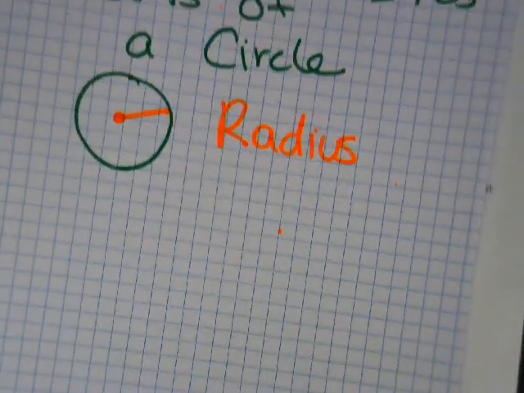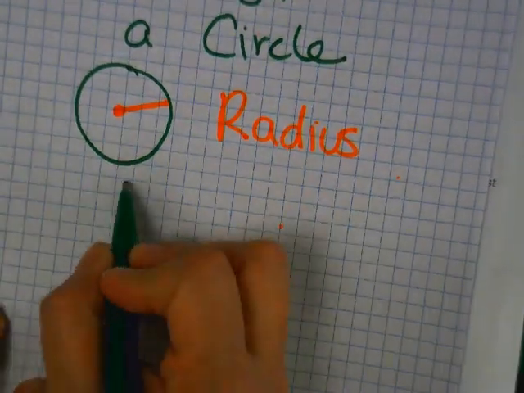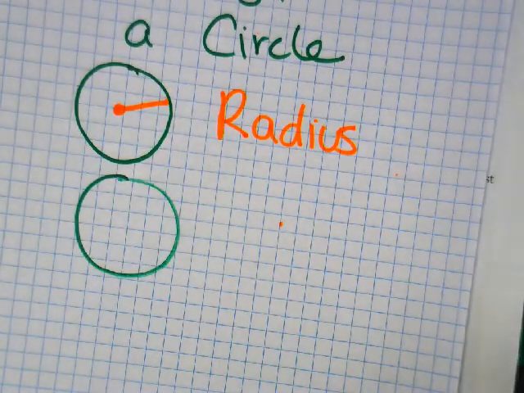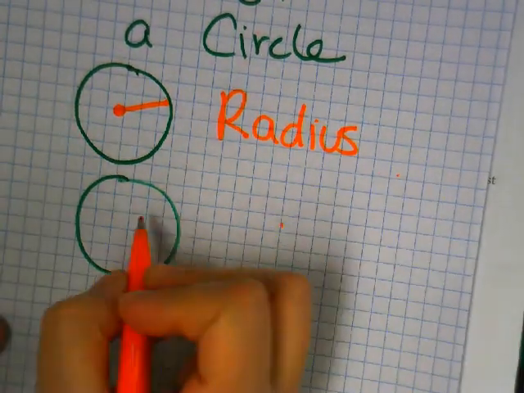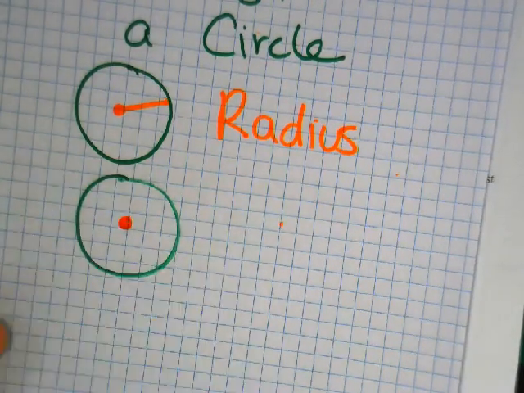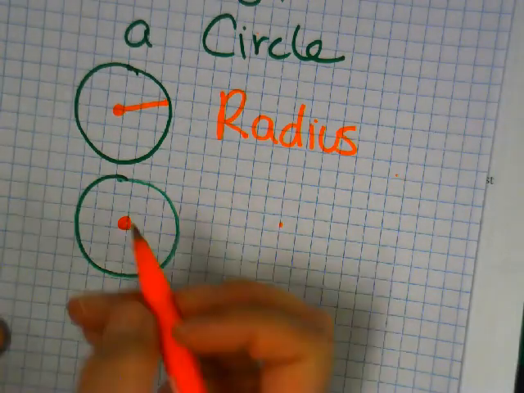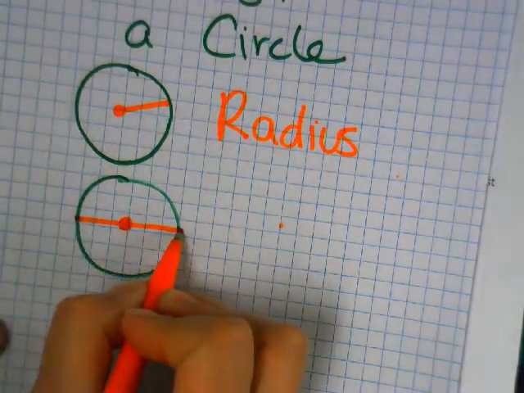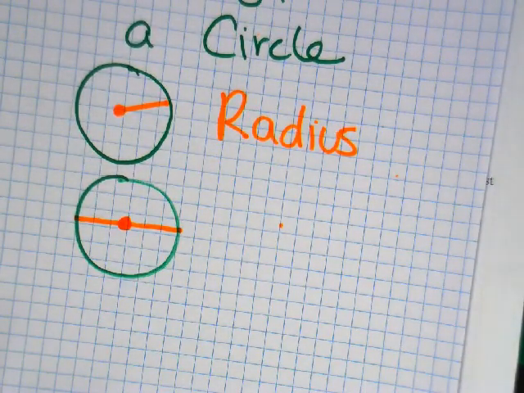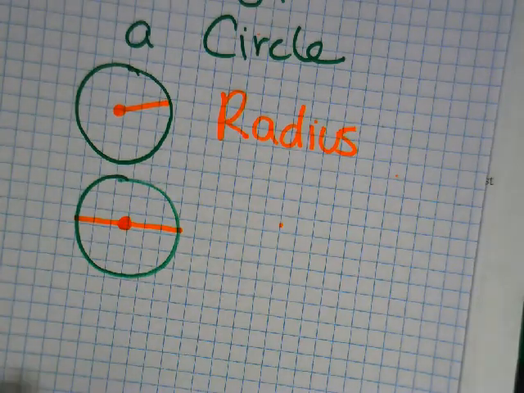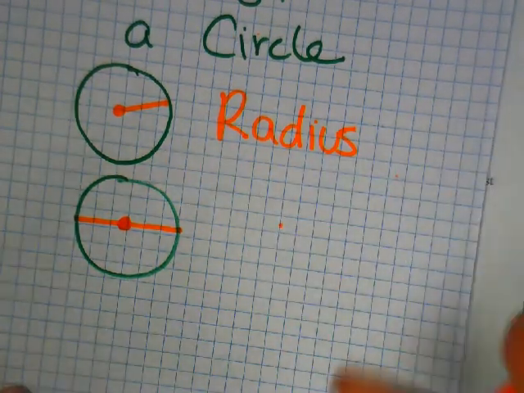All right, let's draw another circle. Hopefully better than the first one. That looks like a balloon. Now, draw another dot in the middle. Now we're going to have the line go all the way across. Just like so. Does anybody know what you call the line that goes all the way across? It is called the diameter.